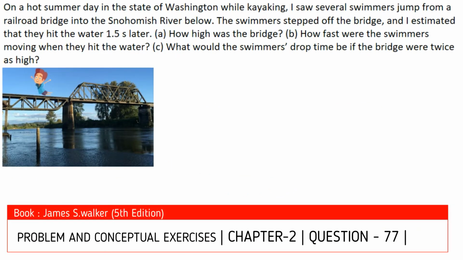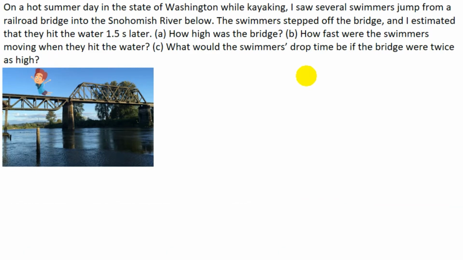Here we are given that several swimmers jump from a bridge into the river below, and it is estimated that the swimmers hit the water 1.5 seconds later. There are three parts that we need to solve in this question. In the A part we have to find how high the bridge was. Let me first show everything on this figure. Here I have pictured only one swimmer, but there are several swimmers.